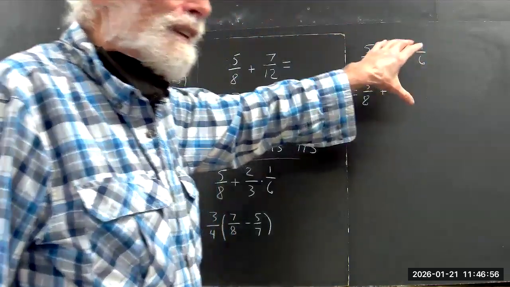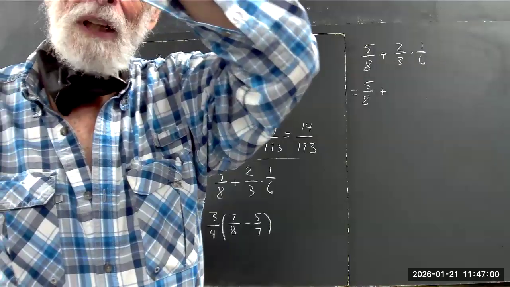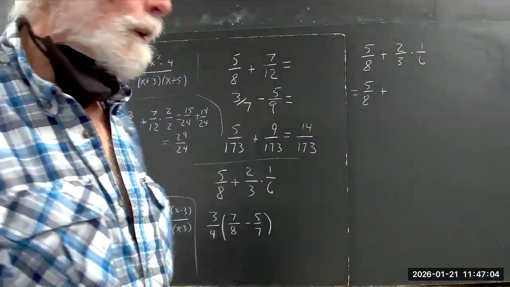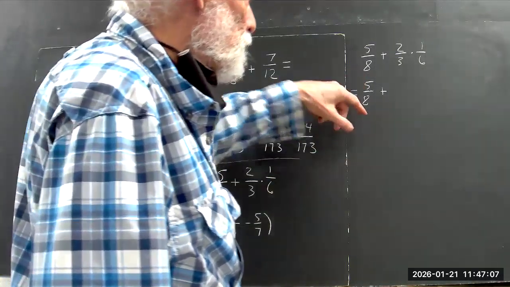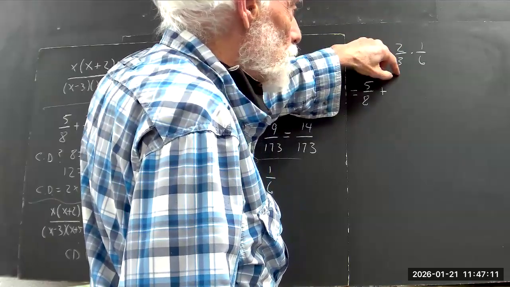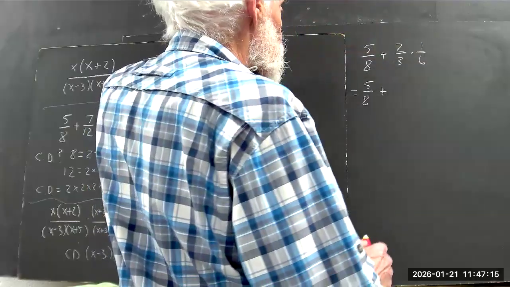Any case, this is going to be due next week. Along with one where you just do it with numbers without fractions. Okay. 5/8. Then we have to multiply the 2/3 by the 1/6, the 2/3 times the 1/6.